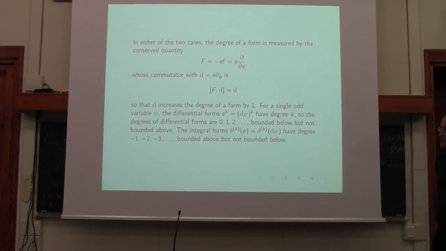I hope the analogy is clear. We had a pair of bosonic variables, e and f. We could quantize them in two different ways. In one case, the possible values of ghost number go from 0 up, and in the other case, they go from minus 1 down.